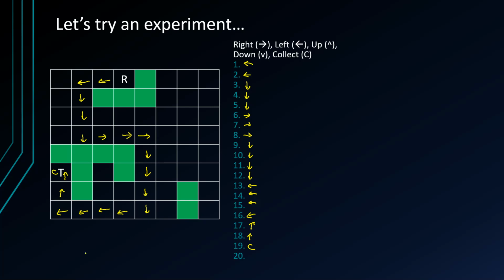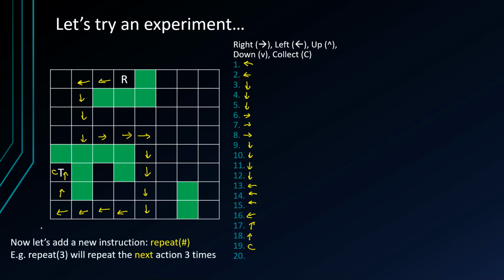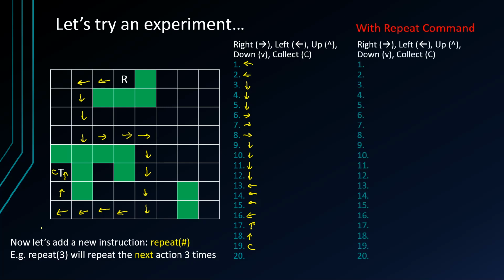Now imagine for a second that we add a new instruction, repeat. For example, if I give you the instruction repeat 3, this will repeat the next instruction exactly 3 times. So now let's try it again, but this time with the repeat command. How are things going to differ? Well, it changes quite a bit.